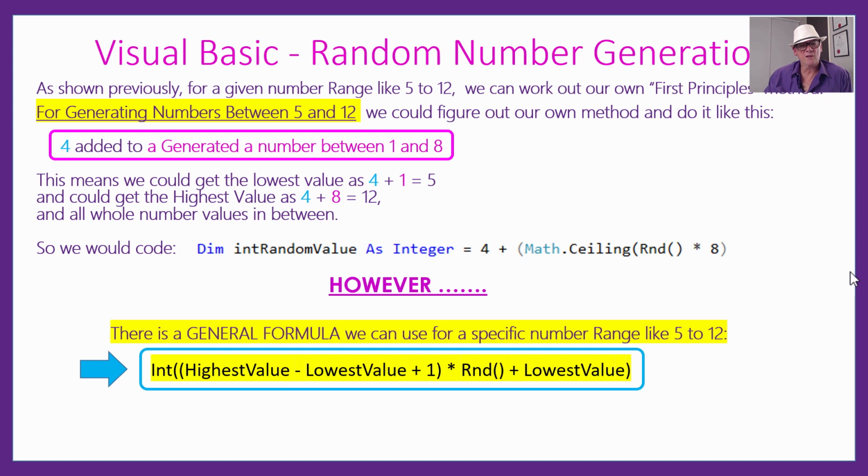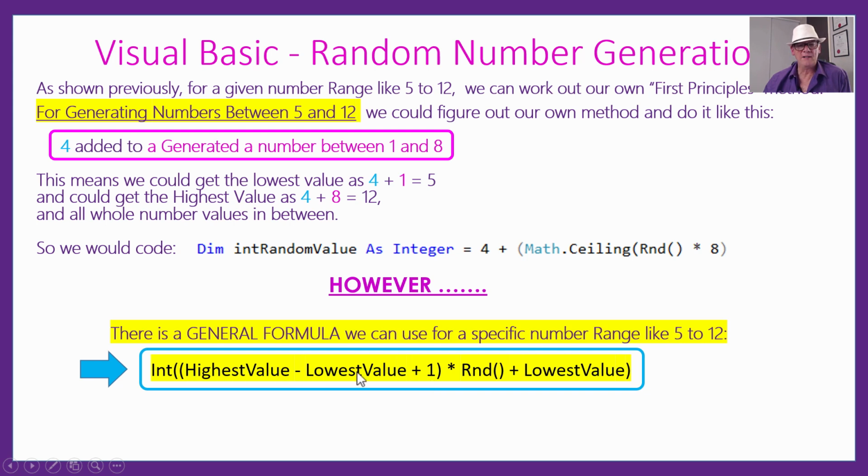And you just do this sort of formula here. You go int, and then you have double brackets. Now, you put the highest value you want, which in our case is 12. That's the upper boundary, upper limit value. And you take away the lowest value that you want, which is a 5, the lower boundary. And then add 1 on after that.